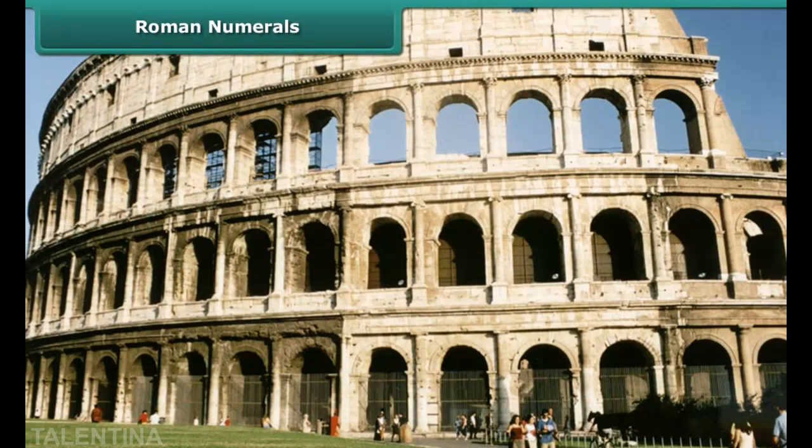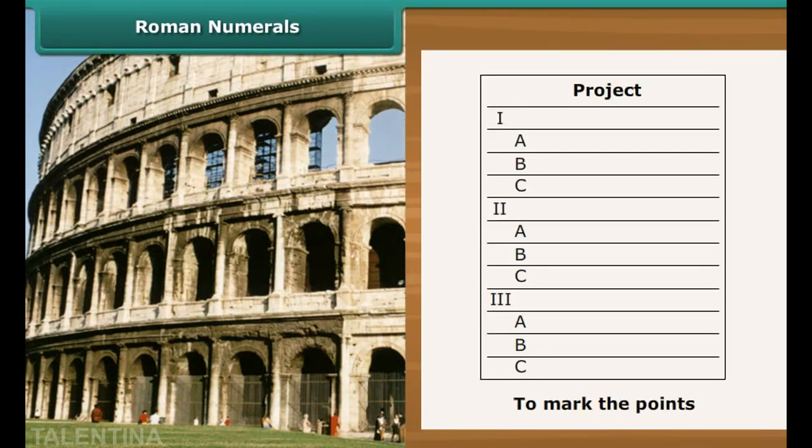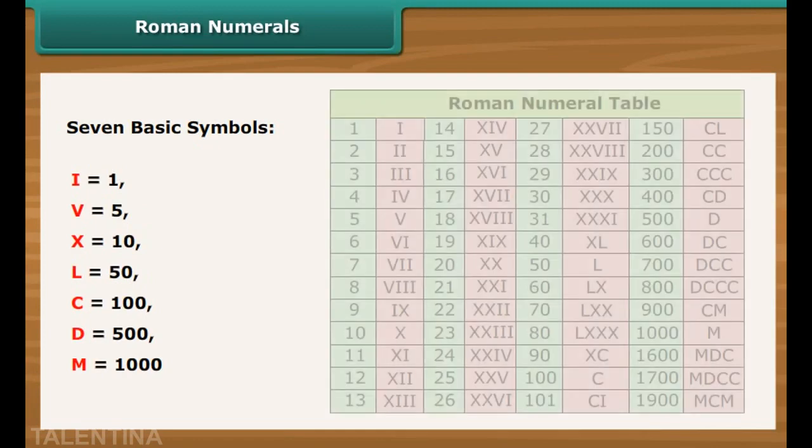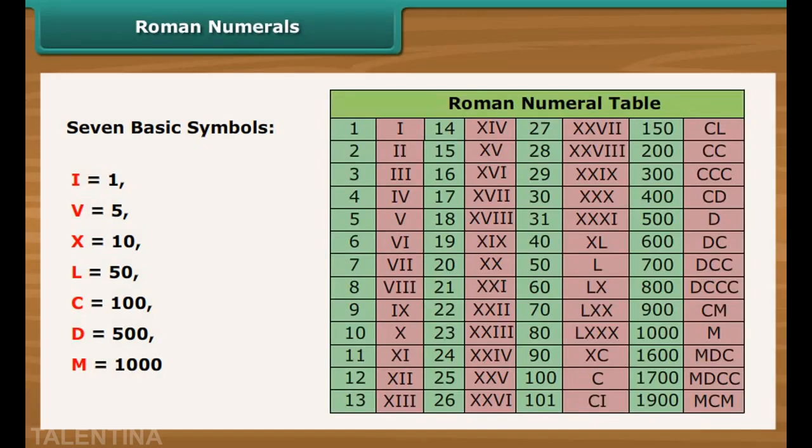Roman numerals. We use the Hindu-Arabic system of numerals. Another system of writing numerals is the Roman system. It is one of the oldest systems of writing numbers, which is still prevalent at many places. Unlike the Hindu-Arabic numeral system, the Roman numeral system uses 7 basic symbols to represent different numbers. The symbols are as follows. Look at the table of symbols.